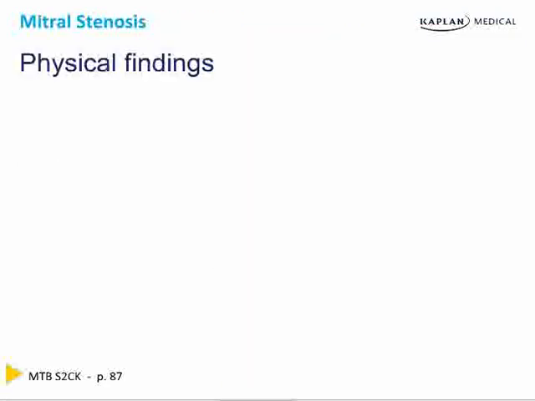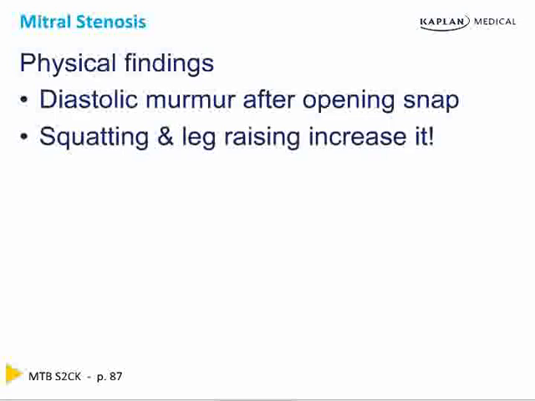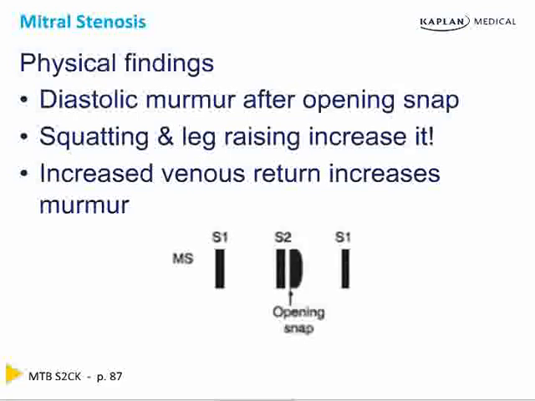The unique physical findings of mitral stenosis is very straightforward. 200 years ago, it was an opening snap after the S2, followed by a diastolic rumbling murmur. 200 years ago, it was squatting and leg raise, making it worse. Squatting squeezes the leg veins. When you squeeze the leg veins, it increases venous return to the heart. When you lift the legs up in the air, it increases venous return to the heart. It's that forward. More blood in the heart leads to more murmur. More venous return, more murmur, period.